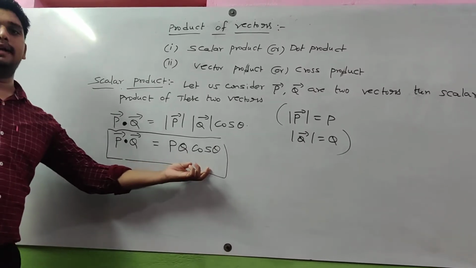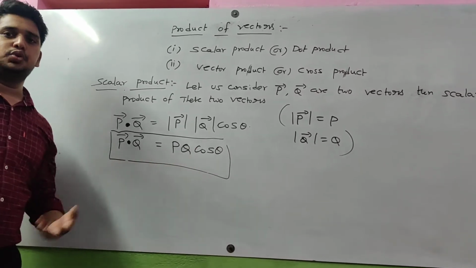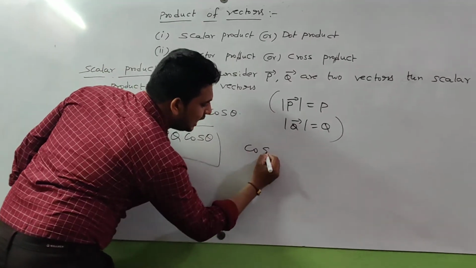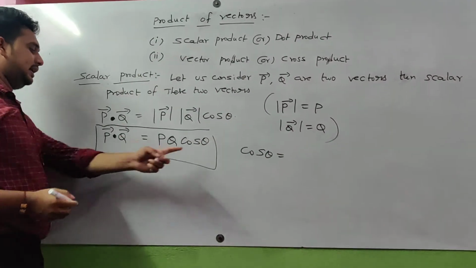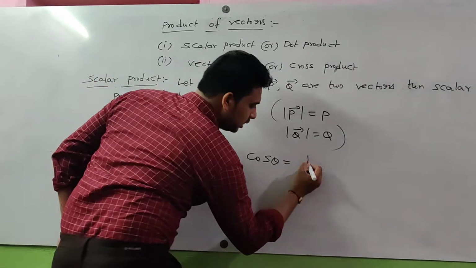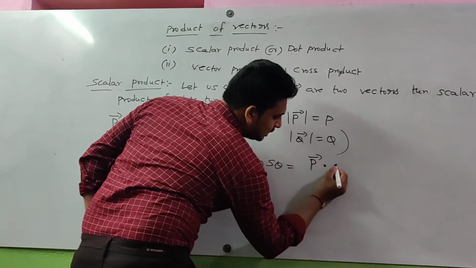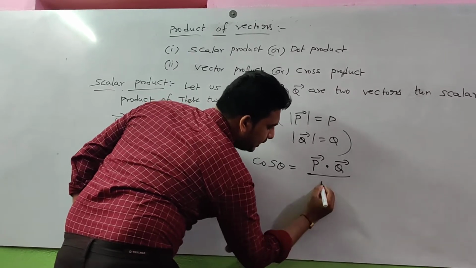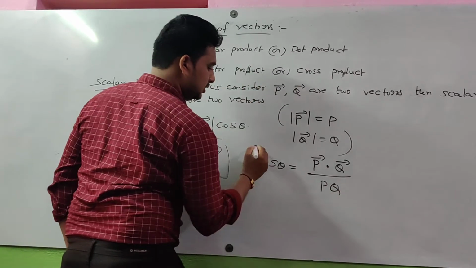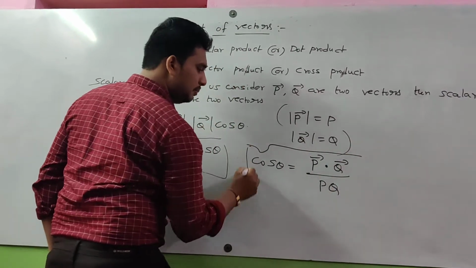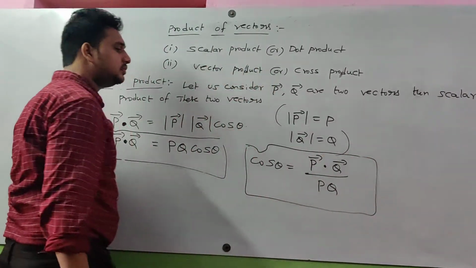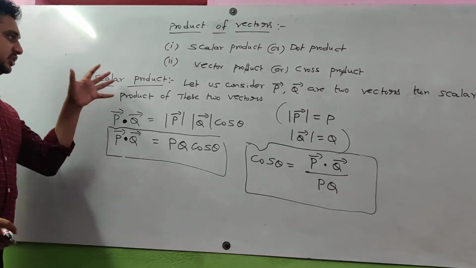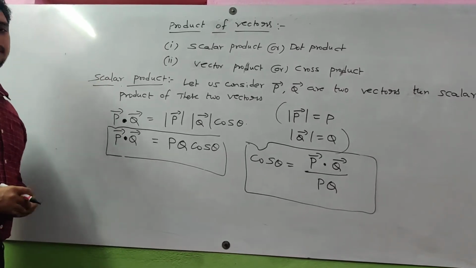Then how to find the angle between these two vectors? Cos theta is equal to p bar dot q bar divided by p into q. So this is the dot product of two vectors, and this is about the scalar product.